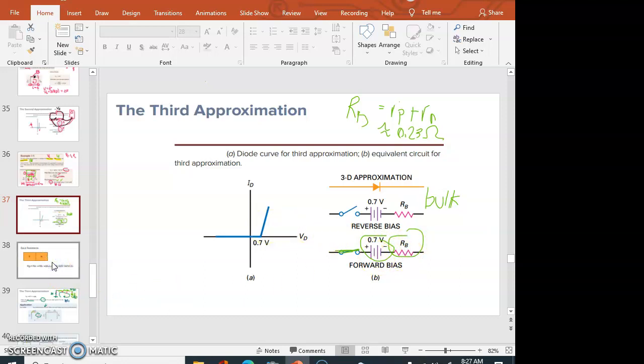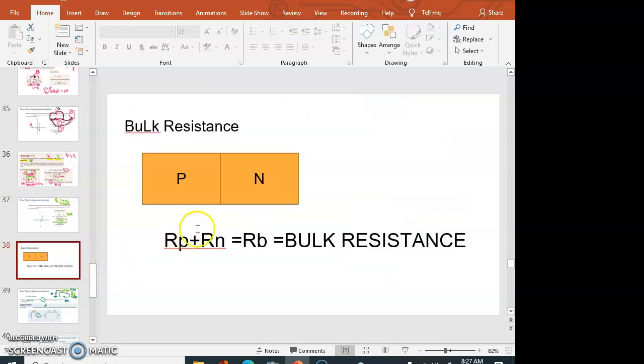So what is bulk resistance? Let's proceed now with this. It is actually the resistance across the P material and your N material. The resistance of your P material we call R sub P, and the resistance of your N material is R sub N. Getting the sum, we have the bulk resistance.